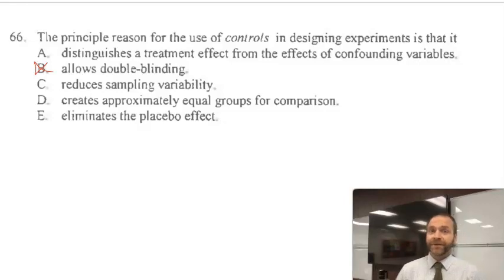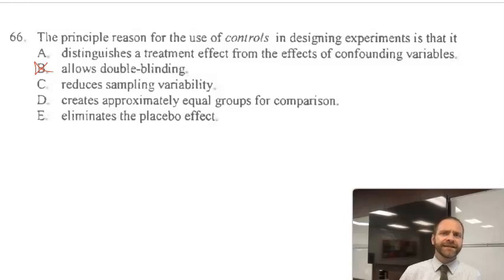Choice C, reduces sampling variability. That sounds good too. I mean, we would love to reduce variability. Choice D, it creates approximately equal groups for comparison. Again, that sounds good. You want roughly equivalent groups so that you can compare results. So I do like D.